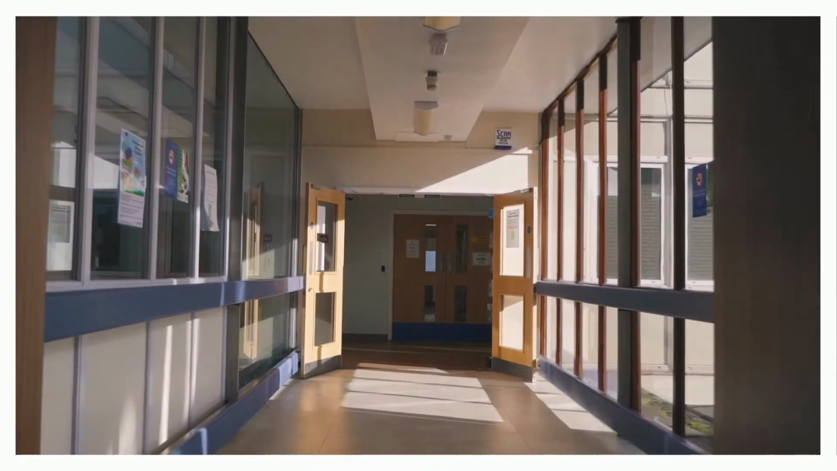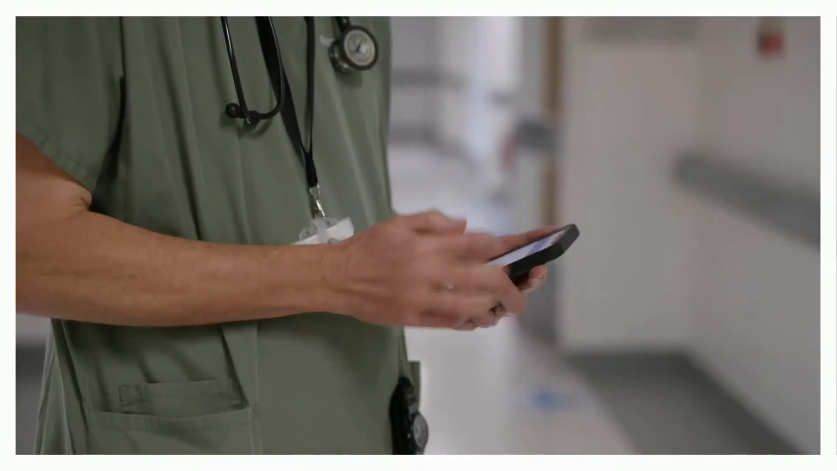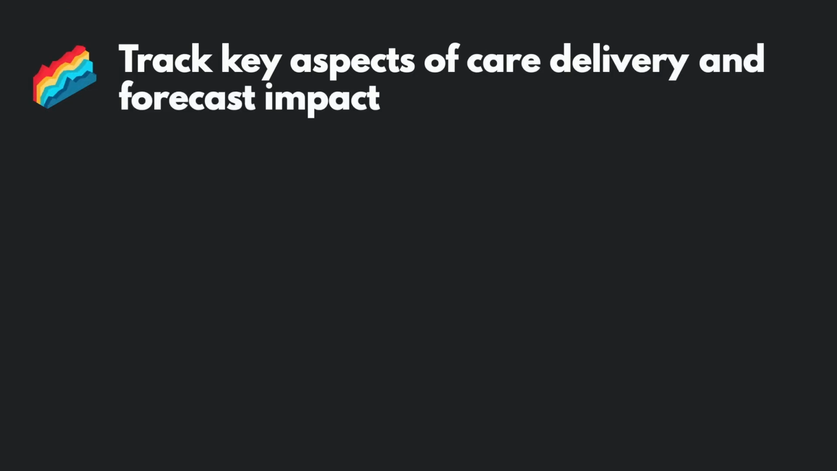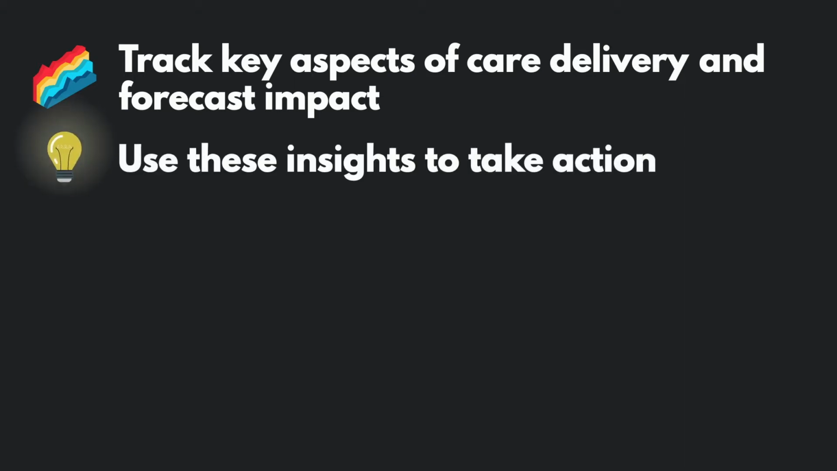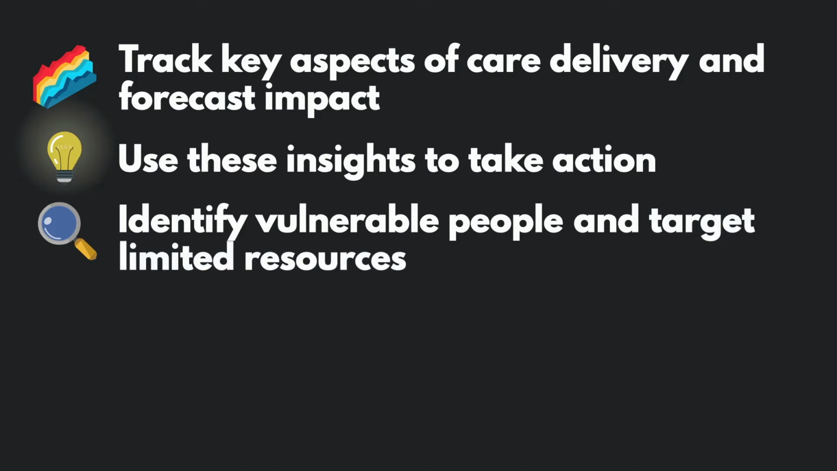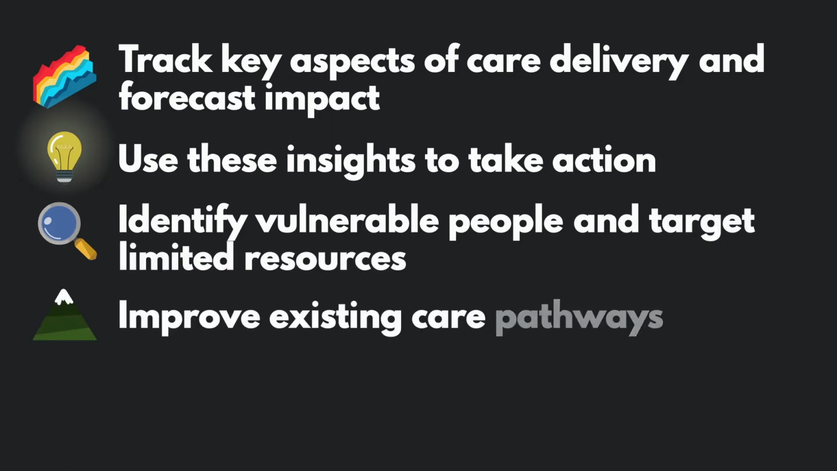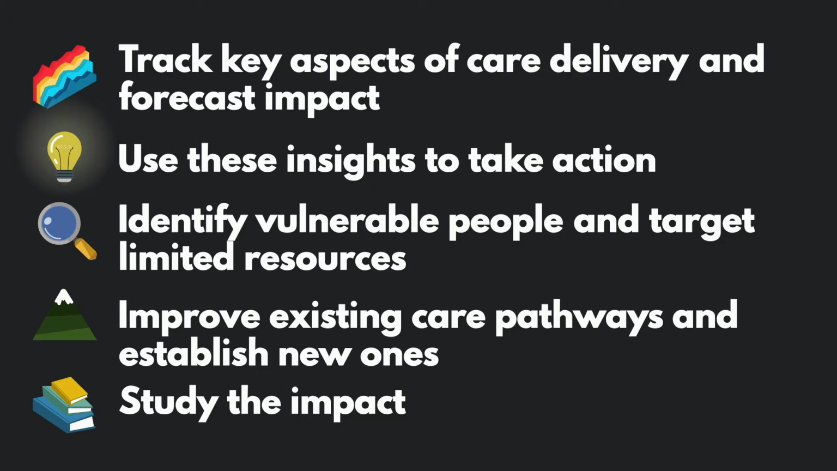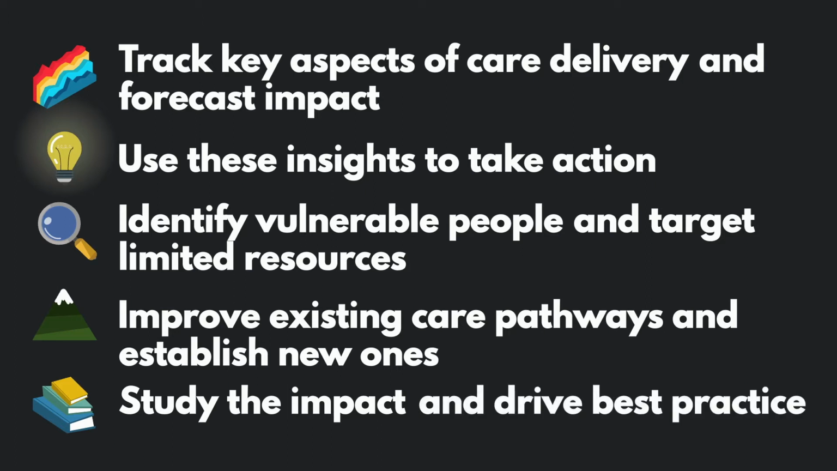Using our population health tools, ICS leaders, public health and care professionals can track key aspects of care delivery and forecast the impact of changing needs on operational demands. Use these insights to take action. Identify groups of vulnerable people who would benefit most from proactive care and target limited resources to where they are needed most. Improve existing care pathways and establish new ones, with a focus on offering more community-based care and enhancing patient outcomes. Study the impact of interventions and use this insight to drive best practice.